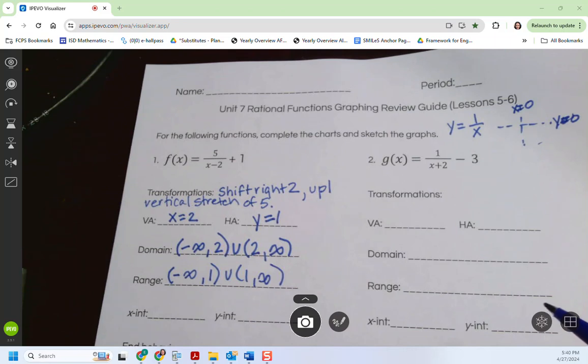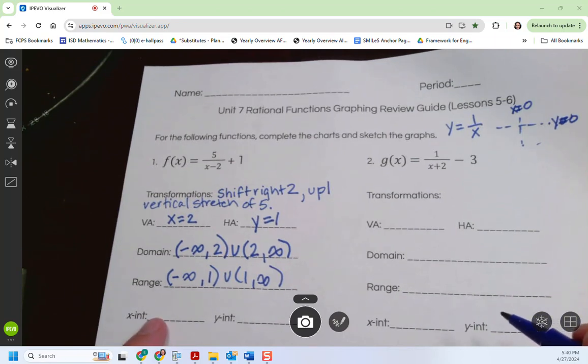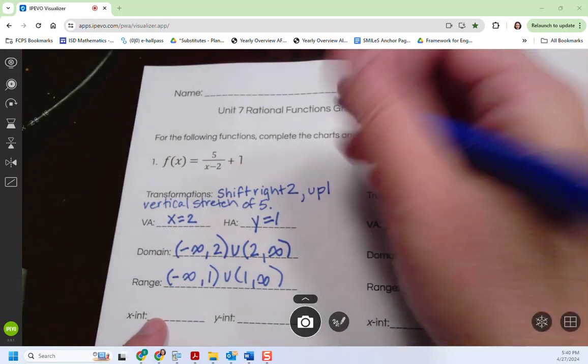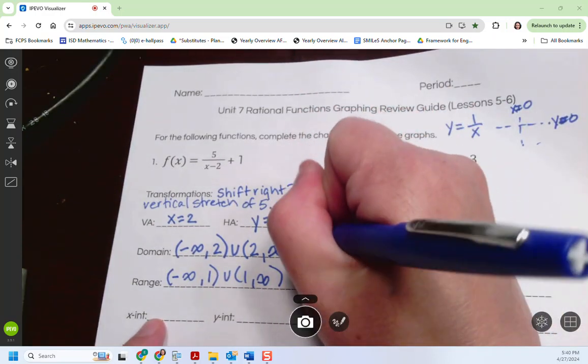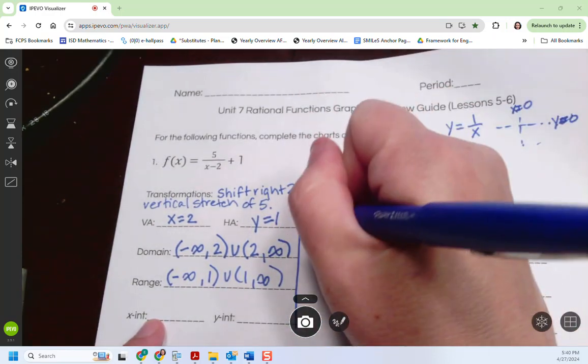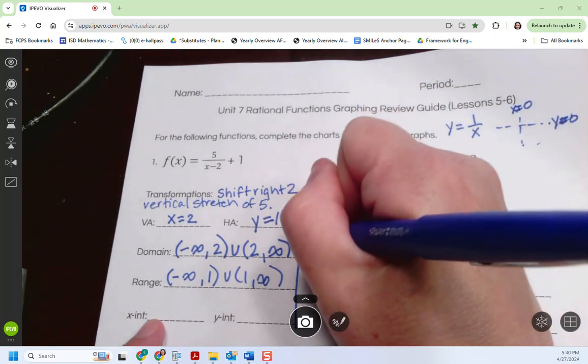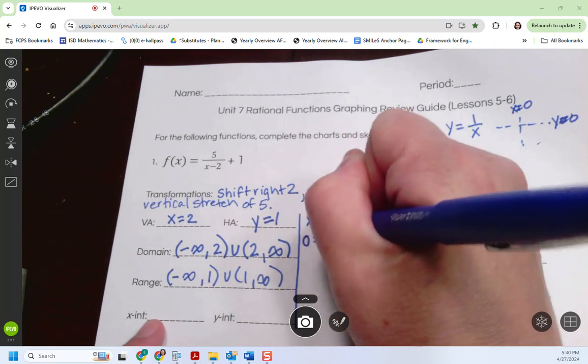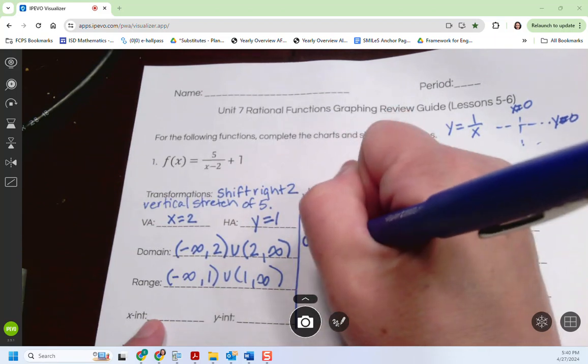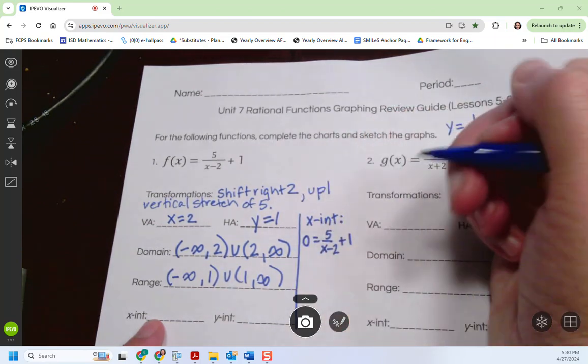All right, we're going to find your intercepts algebraically. So to find your x-intercept, you make y 0, and that's just a little bit of work. We're going to do our best to fit this in here somewhere. So let me just use this space over here. To find my x-intercept, I need to write 0 equals 5 over x minus 2 plus 1.